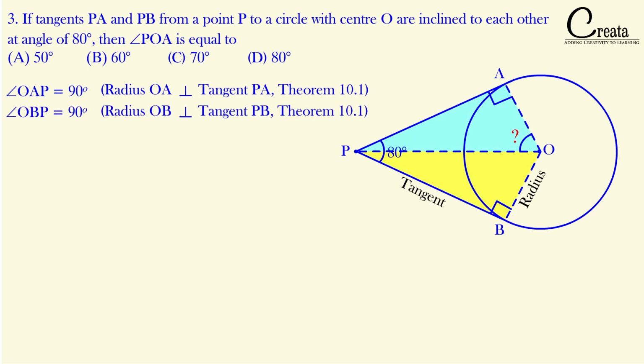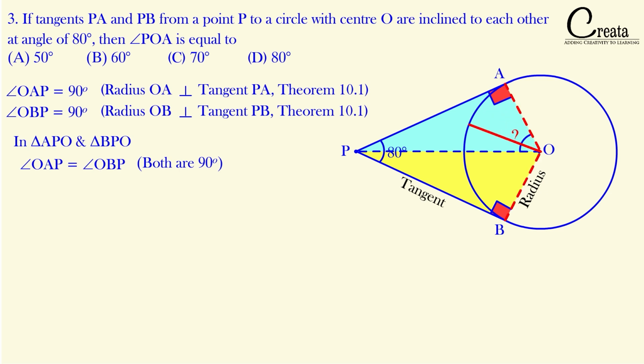Are you able to observe these two triangles in the figure? Can we say these two triangles are congruent to each other? Let's see. Here these two angles are 90 degrees, which means both of these angles will be equal to each other. These two sides are the radius of the circle, so OA and OB will be equal to each other as both are radii of the same circle. We got OA equal to OB.